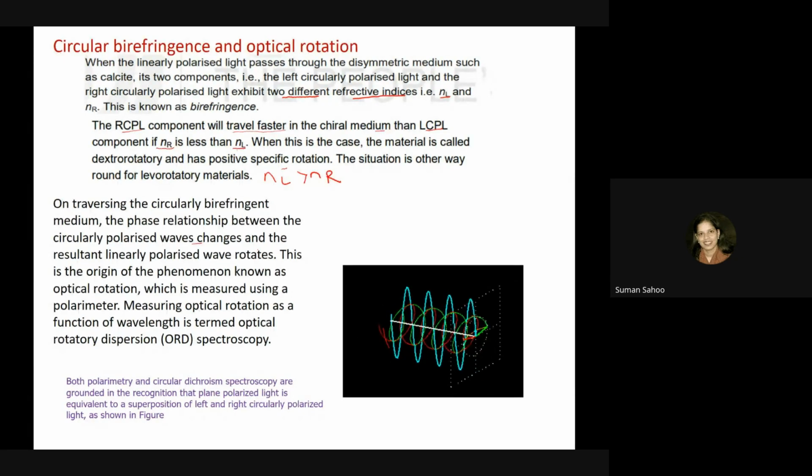Actually, we use linearly polarized light, and optical rotation is measured with a polarimeter, using a specific wavelength and checking its rotation. That is optical rotation, measured at a particular single wavelength. But when we measure optical rotation as a function of wavelength, like at different wavelengths, what is the optical rotation? In that case, it is known as optical rotatory dispersion spectroscopy.